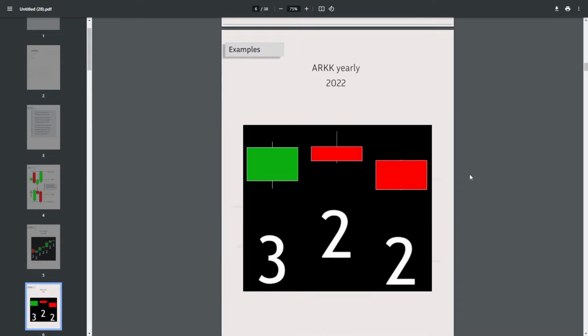If we go to ARKK on the yearly, if you had seen the big growth crash of 2022 with Cathie Wood, it was a 3-2-2 on the year, and they got killed. You can see it's kind of a shooter, not quite, but it is the failed 2, and then boom, takes them all out. You can see how the magnitude's very big, because on a yearly chart, I believe this is like an $80 move.